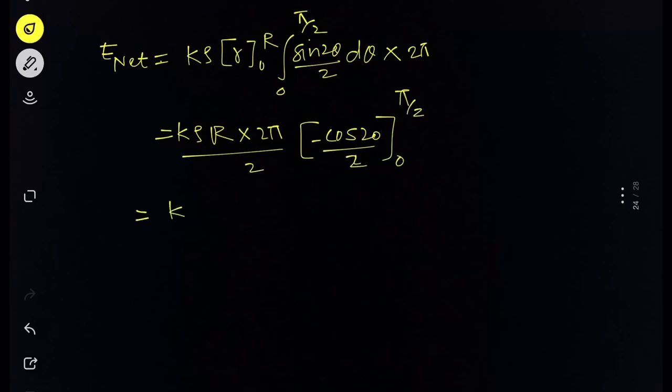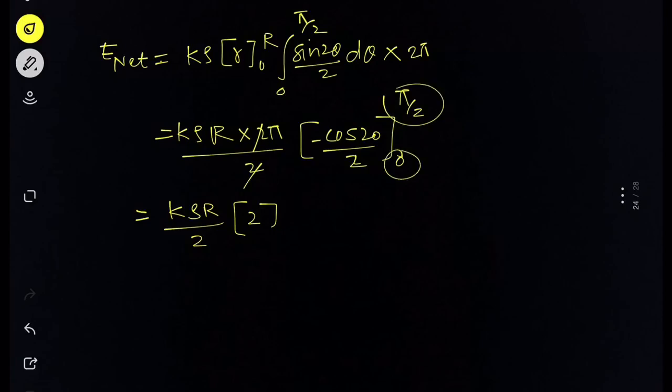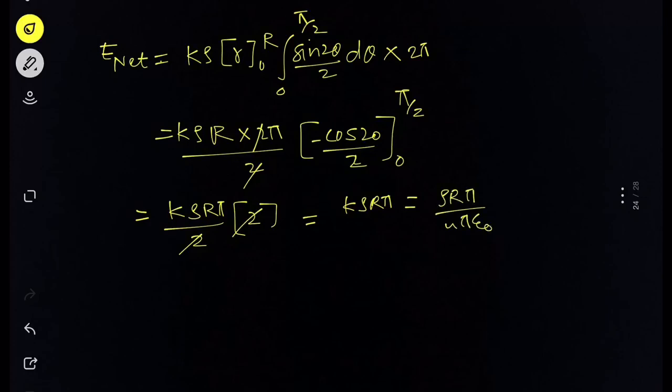So we can write k, this 2 and 2 will get cancelled, and this 2 I am writing outside. So it will be k rho R divided by 2, and here we have 2, because if you just put these two values, we'll have 2 only. So this 2 and 2 will get cancelled, and we'll have only k rho R. And pi is also there, I haven't written pi. Now while putting the value of k, we can write rho R pi divided by 4 pi epsilon naught. This pi and pi would get cancelled, and here we'll have E net as rho R divided by 4 epsilon naught.